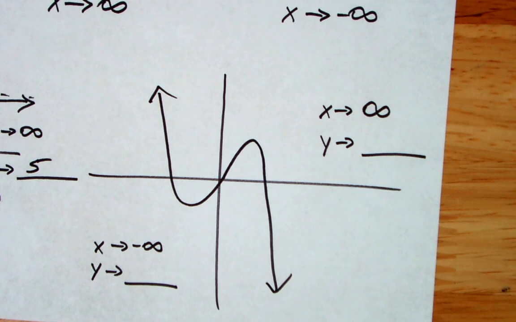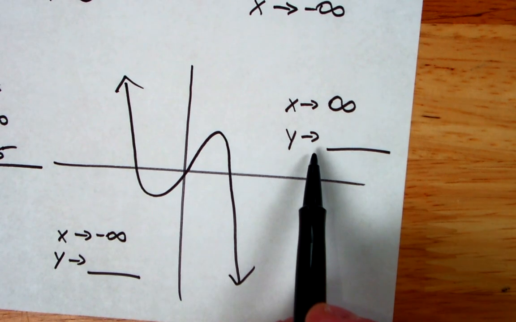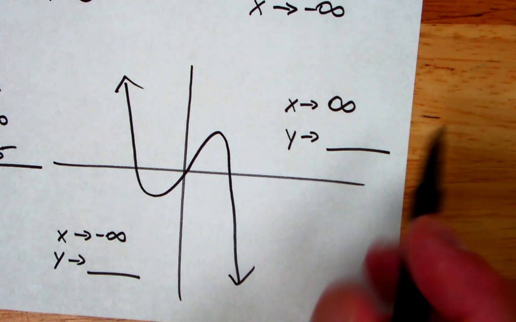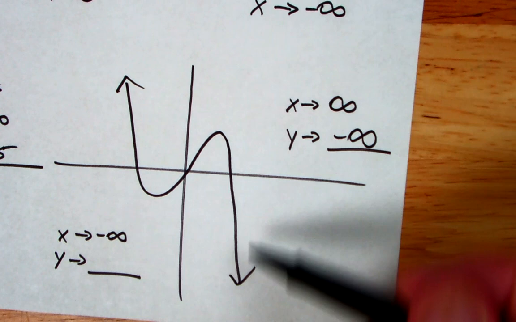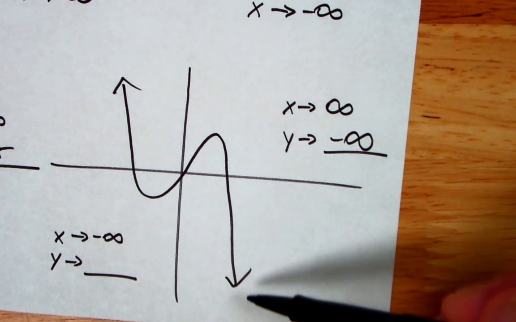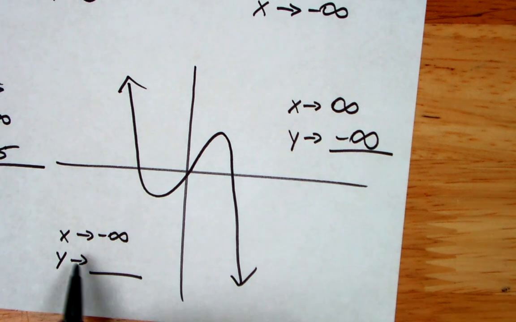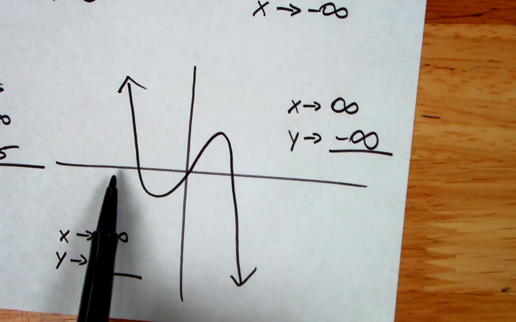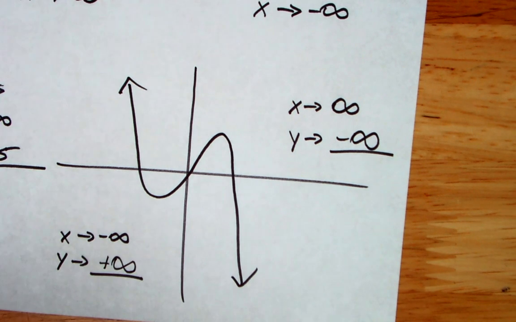Okay, let's see how you did. As x approaches infinity, y is going to negative infinity. Oh yeah, all right. Because it's just going down. Think about it. Negative 10, negative 20, negative 30, negative 40. Oh, it's getting to negative infinity. Okay. What about this one? As x approaches negative infinity, y is getting bigger. So it's going to positive infinity. There we go. So end behavior.